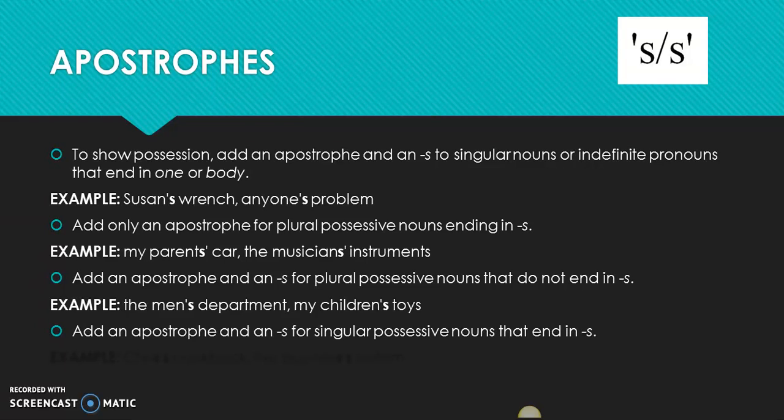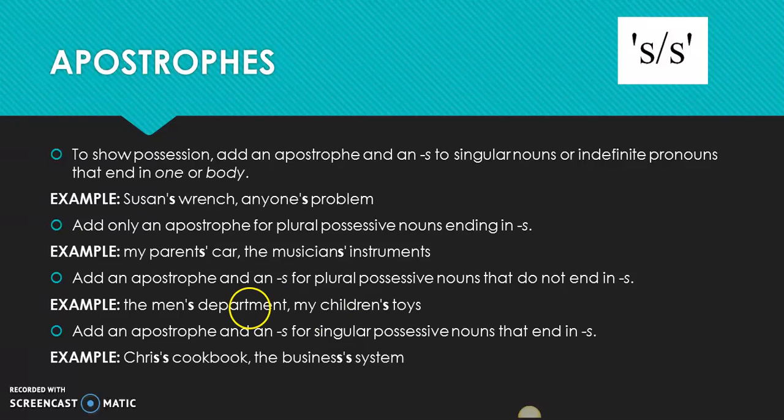Add an apostrophe and an S for singular possessive nouns that end in S. Example: Chris's book, cookbook, the business's system. So there you're adding possession.